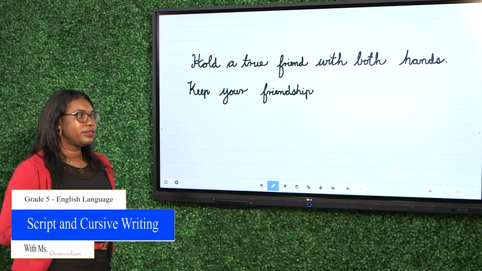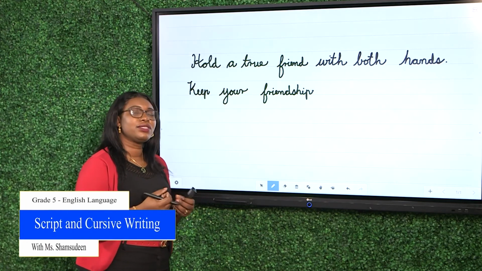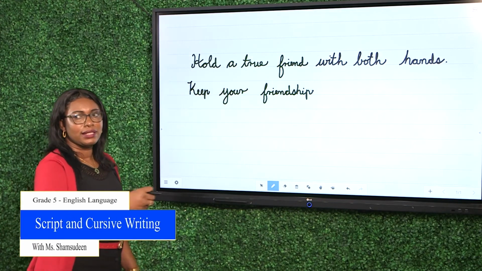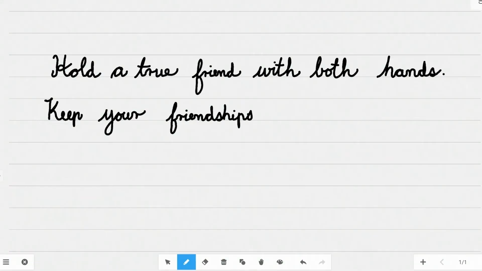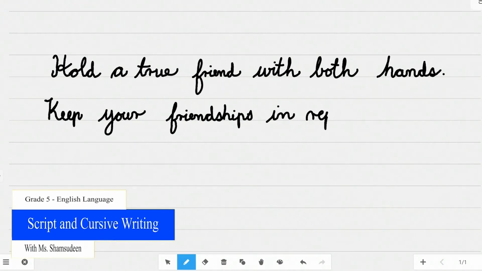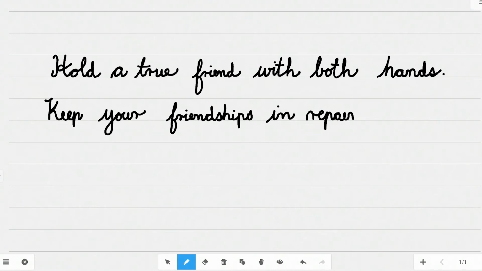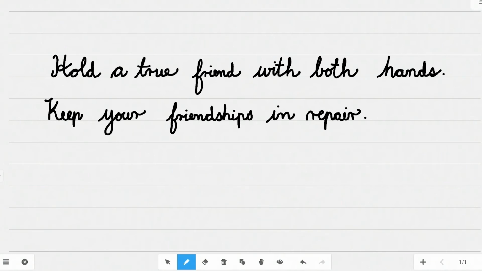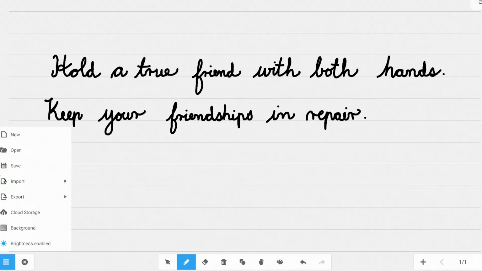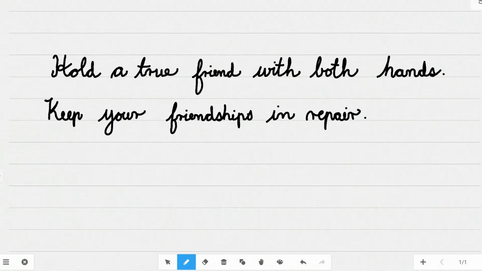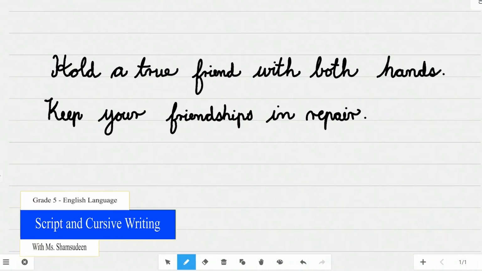Now the thing about cursive writing, it allows you to write a little faster than if you're writing in script. So let's finish off this sentence. So here I wrote 2 of the sentences that you have to write. Hold a true friend with both hands. And the second sentence, keep your friendships in repair. So I want you to practice writing it.